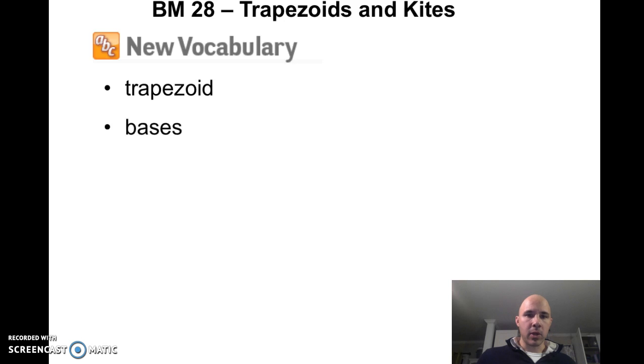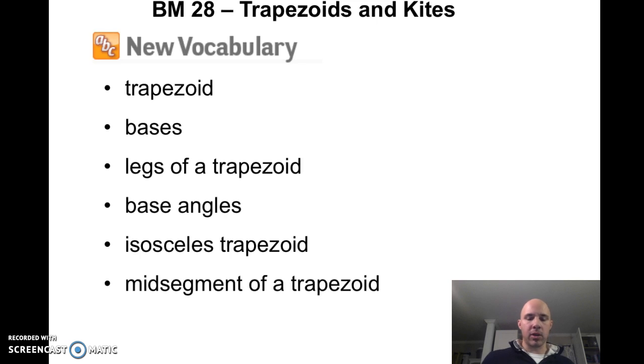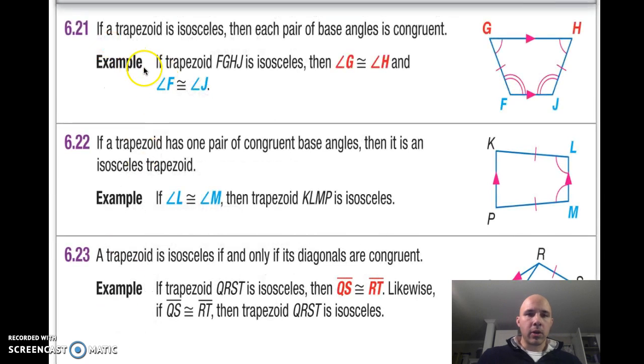Some vocab: trapezoid, bases, legs of a trapezoid, base angles, isosceles trapezoid, mid-segment of a trapezoid, and a kite. Here are some different theorems for an isosceles trapezoid. One, if a trapezoid is isosceles, and remember what isosceles means, the sides are going to be exactly the same, and you have one pair of parallel lines, then each pair of base angles is going to be congruent.